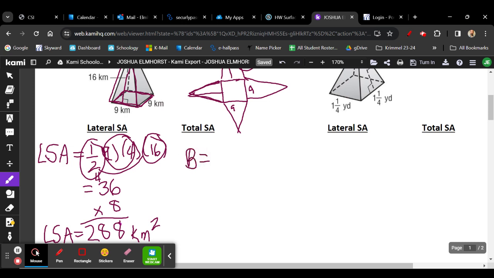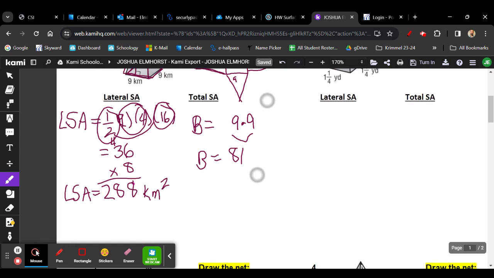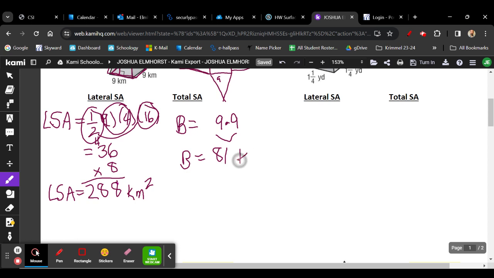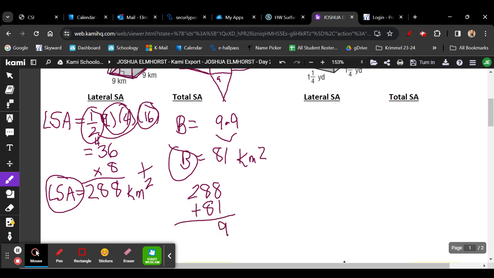The base area is going to be 9 times 9, and it's a square, so we'll leave it at that. The base area is 81 kilometers squared, and in order to get the total surface area, we're going to add the lateral and the base, 288 plus 81. So 8 plus 1 is 9, 8 plus 8 is 16, carry the 1, so it looks like we are good.